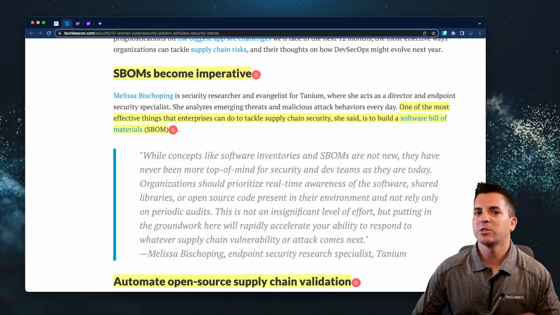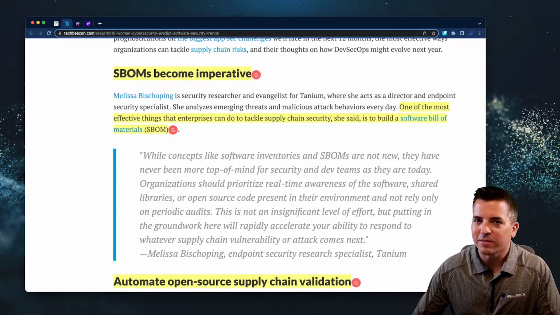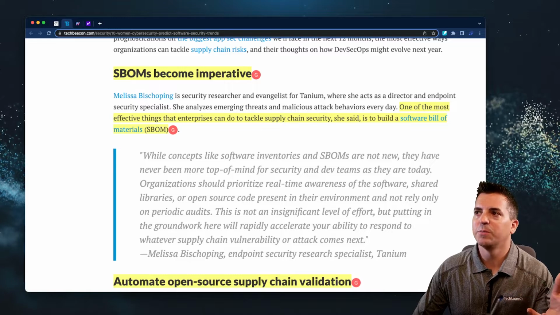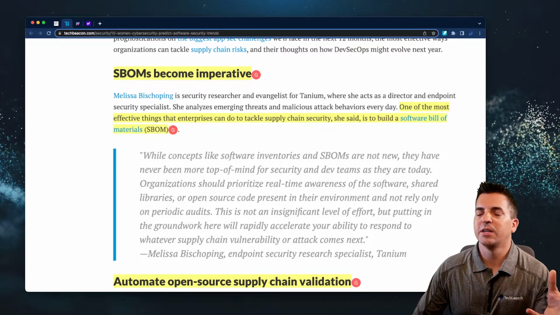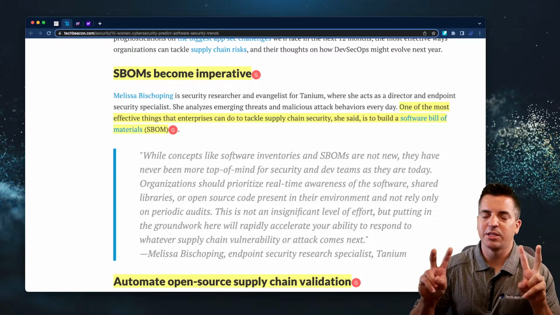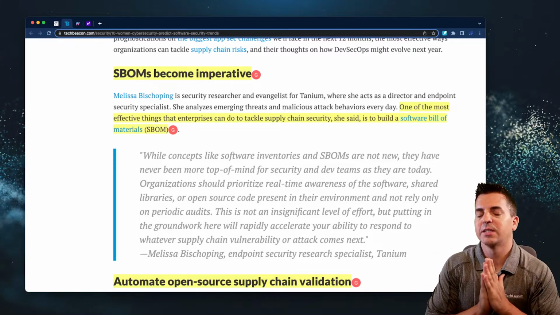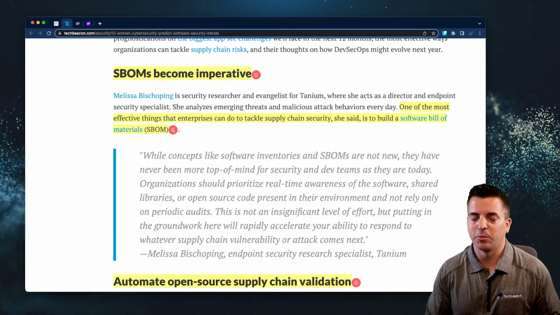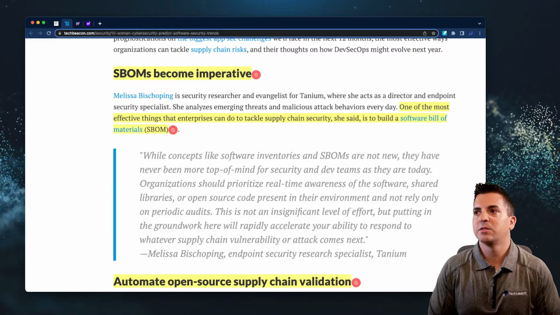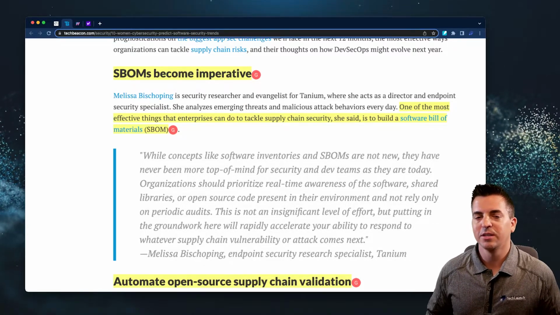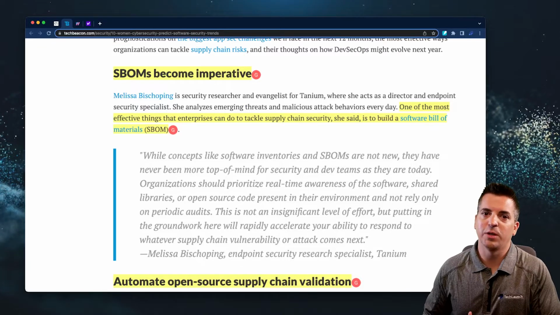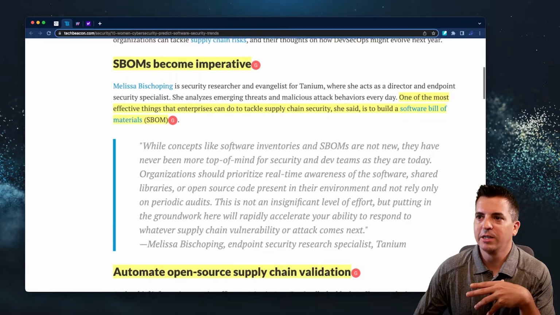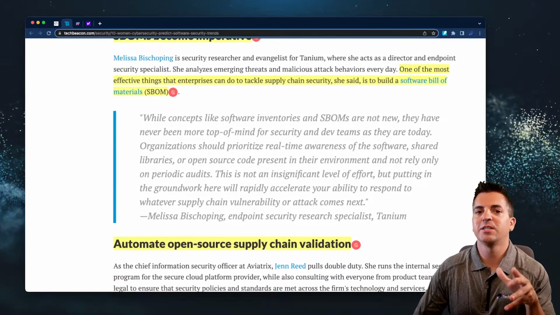SBOMs. So, software bill of materials. Have you ever heard of that before? This is a relatively new term. One of the concepts here, though, is that whenever you're dealing with software supply chain security, a lot of it has to do with open source software that has security vulnerabilities. And so you basically want to make this bill of materials so you can see everything that's going into your software.